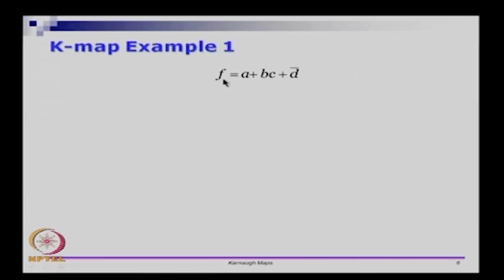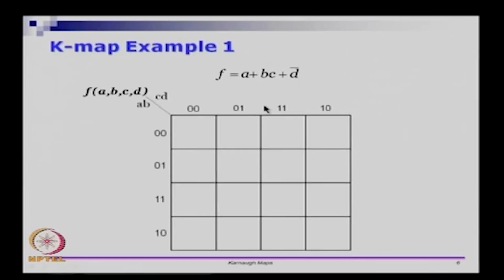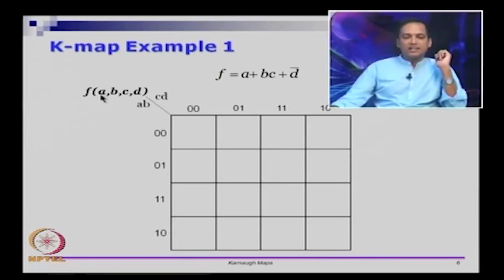So let us start with this one, F is A plus BC plus D bar. Let us see how this can be represented in a table. Remember, this function has 4 variables, namely A, B, C and D, and if I do not mention it explicitly, we will always keep the order in increasing alphabetical order: A, B, C, D, X, Y, Z and so on. In this case we will assume that the function is written as A, B, C, D. I am going to take A, B along the rows and C, D along the columns. So you have A, B with the 4 possible values, C, D with the 4 possible values, with this little twist.